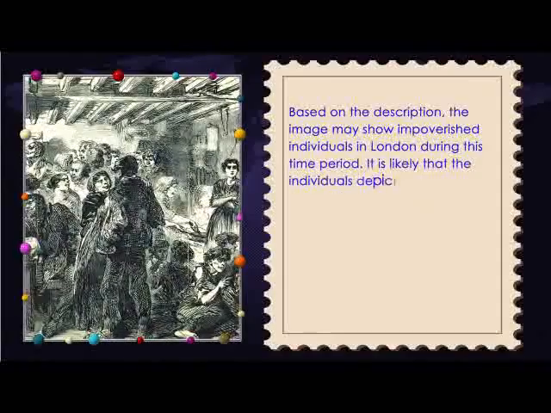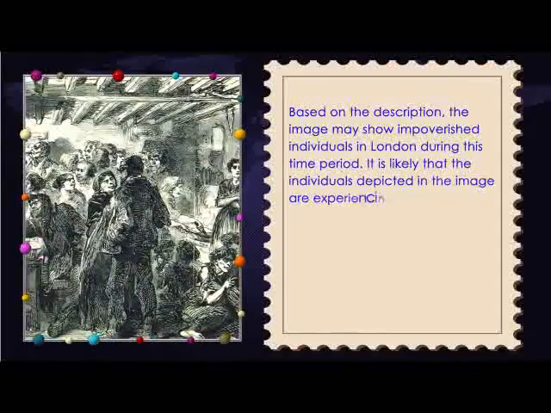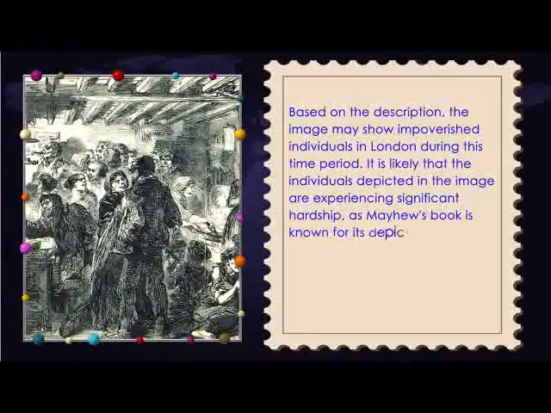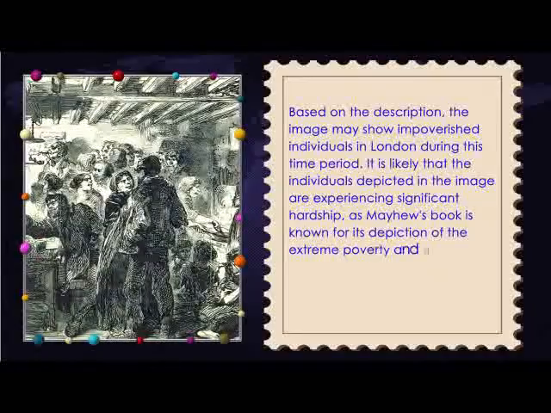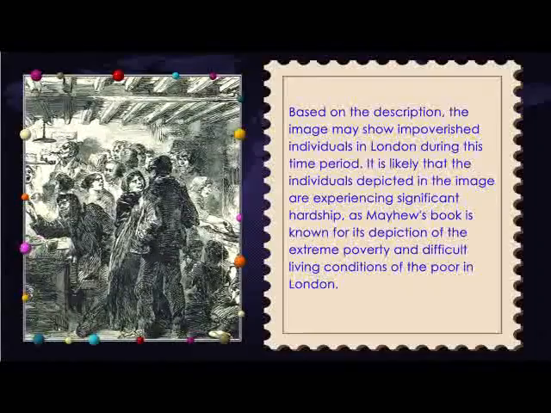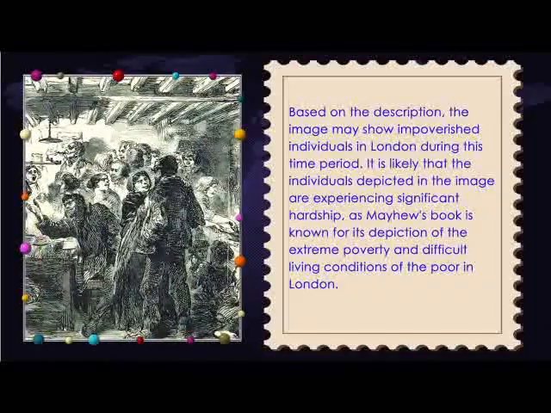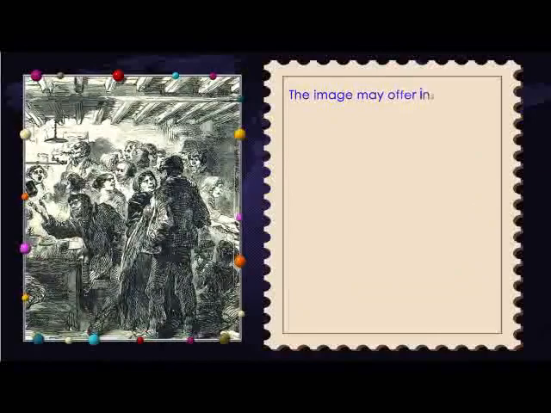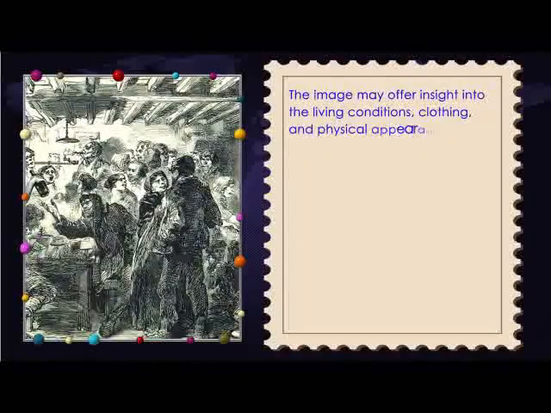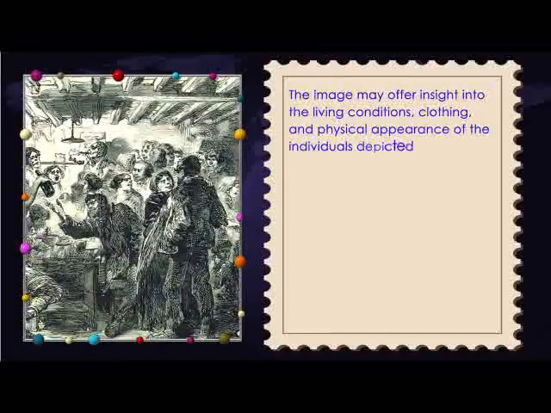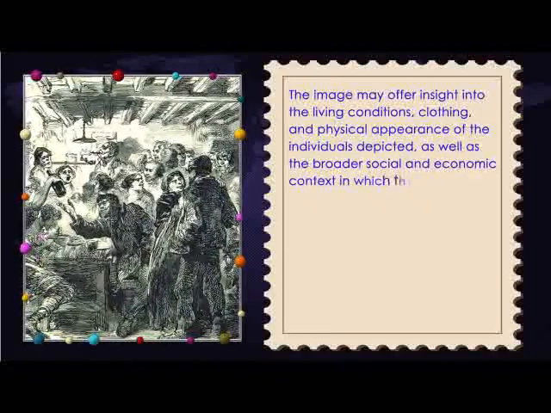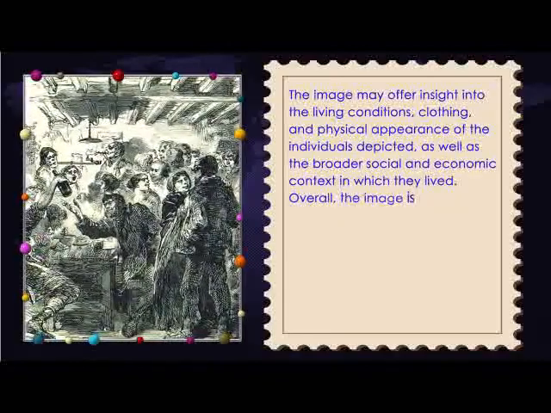It is likely that the individuals depicted in the image are experiencing significant hardship, as Mayhew's book is known for its depiction of the extreme poverty and difficult living conditions of the poor in London. The image may offer insight into the living conditions, clothing, and physical appearance of the individuals depicted, as well as the broader social and economic context in which they live.